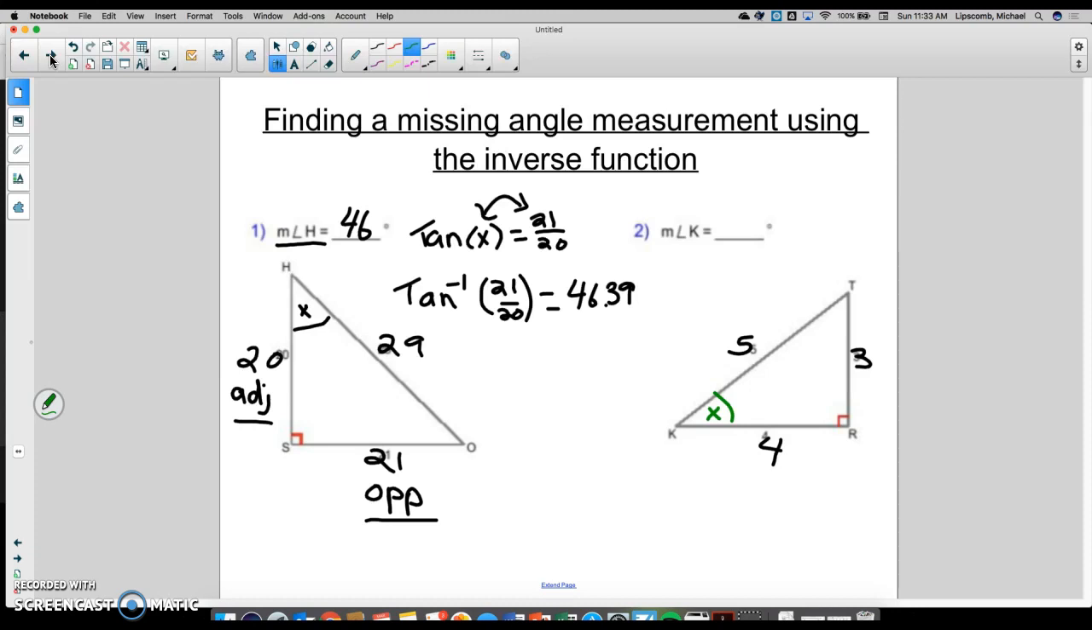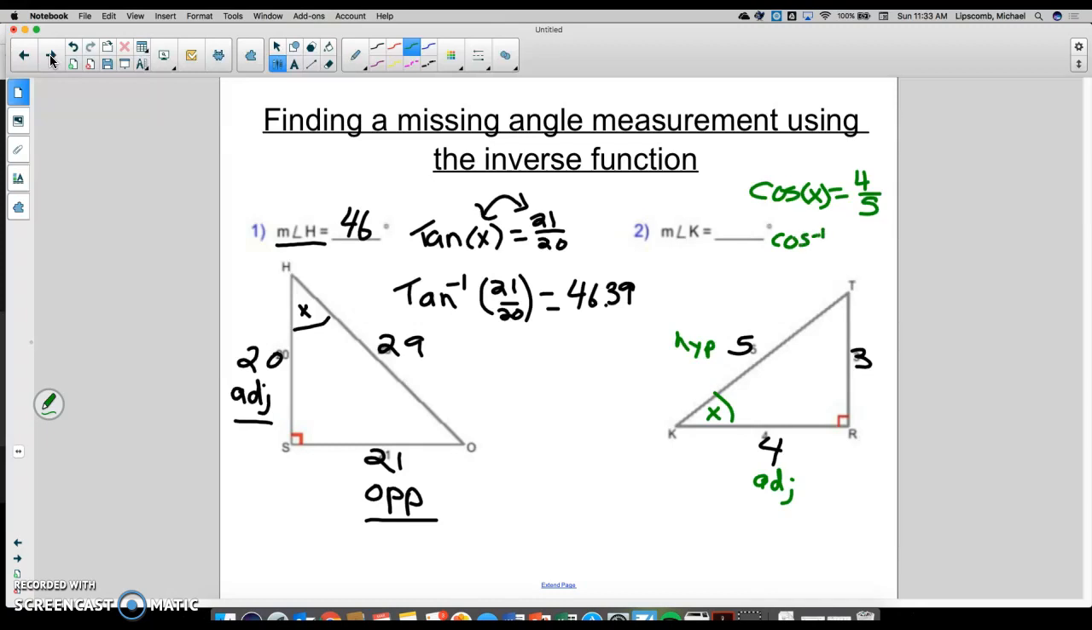This time I'm going to use my hypotenuse and my adjacent side. If I have my adjacent side and my hypotenuse, I know that I can use cosine. So I'm looking for cosine of x is going to equal my adjacent over my hypotenuse, which is 4 over 5. But once again, that's not really going to help us at the moment, so we're going to have to use the inverse of cosine.